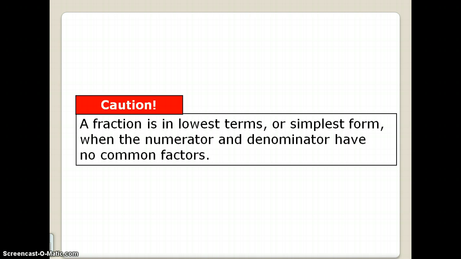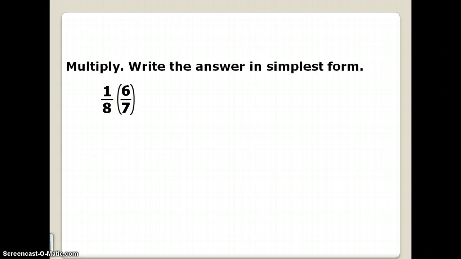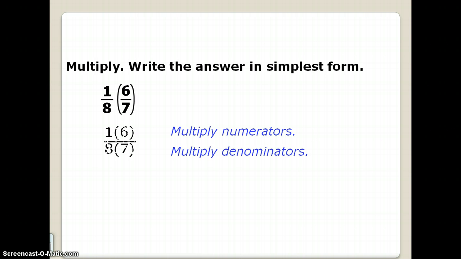A fraction is in lowest terms or simplest form when the numerator and denominator have no common factors. This example will show us another method that we can use to get to simplest form. 1/8 times 6/7. We can go ahead and multiply the numerators, 1 times 6, 8 times 7. However, if we have common factors in the numerators and denominators, we can simplify before we multiply. For example, 6 and 8 share a common factor of 2.